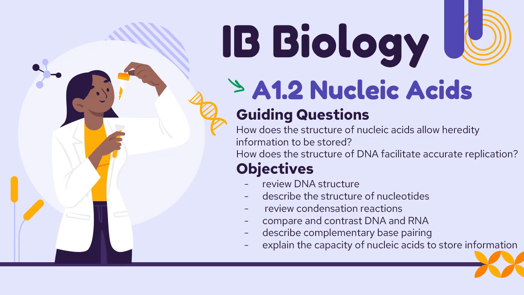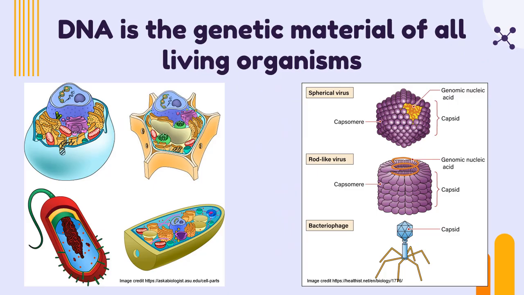Our objectives: we are going to review some DNA structure. We're going to look at the structure of individual nucleotides in DNA and RNA. We're going to review condensations as they pertain to us making big polymers of nucleotides. We'll compare and contrast DNA and RNA, talk about complementary base pairing, and then we will explain the capacity of nucleic acids to store oh so much information.